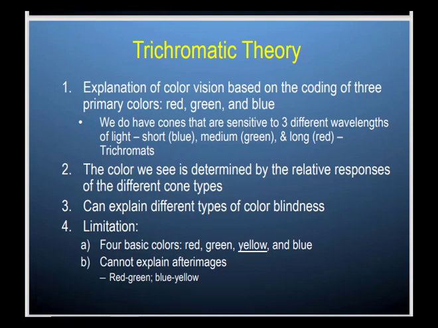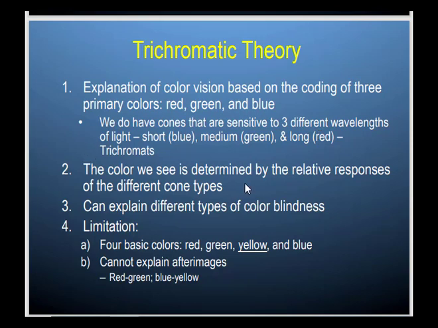This is one of the explanations of color vision. And again, it's the idea that we have three different primary colors that we see because we have three different kinds of cones that are sensitive to different wavelengths of light. So we have short cones that are sensitive to short wavelengths or blue light, cones that are sensitive to medium or green light, and then cones that are sensitive to long wavelengths or red light. And again, that's why we are trichromats.